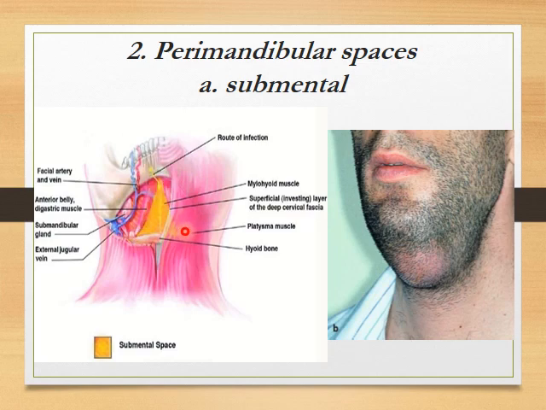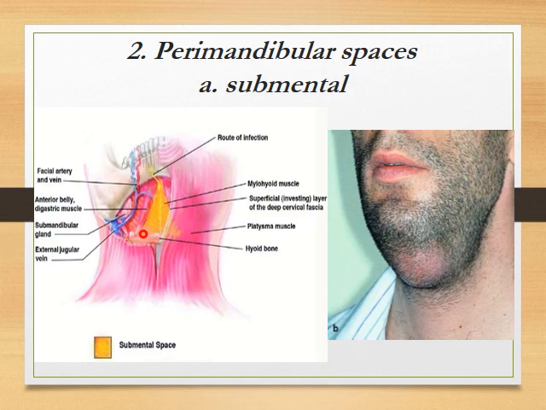The mylohyoid superiorly, which means it's covered by the mylohyoid muscle. This is the mylohyoid. And the overlying fascia inferiorly, which means this space is between the fascia and the mylohyoid muscle. The content of this space is the anterior jugular vein and submental lymph nodes.